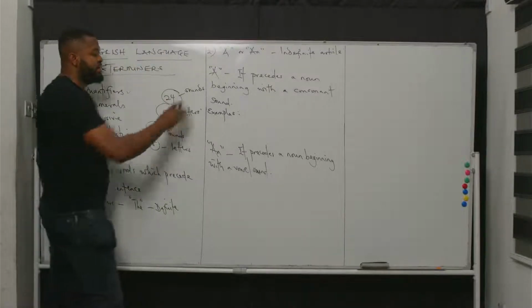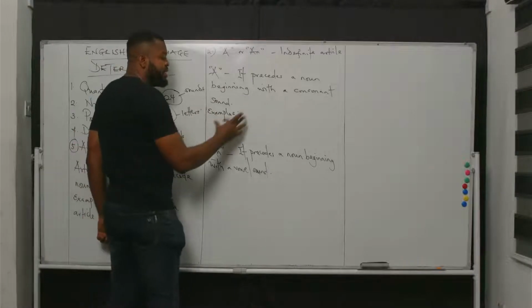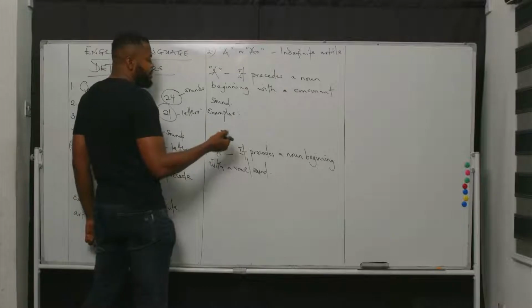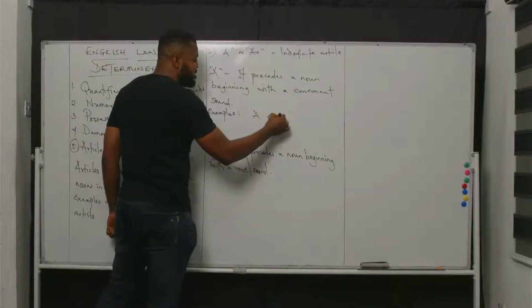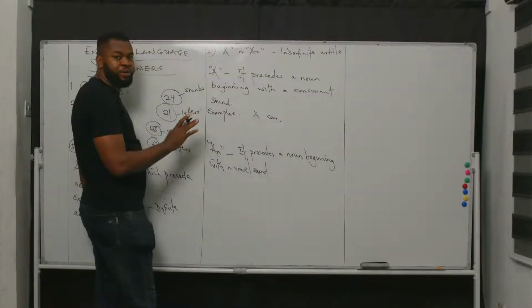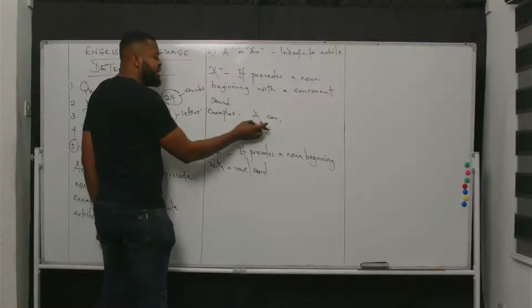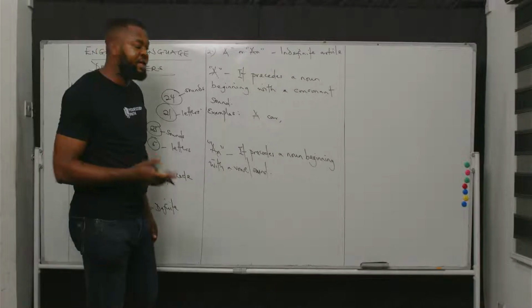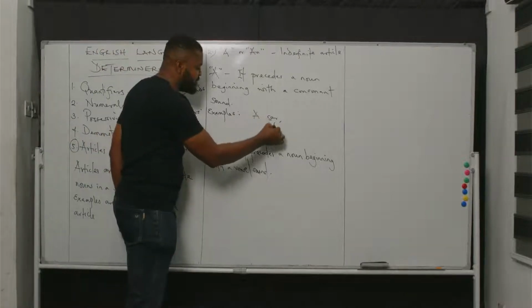Now, remember, in this case, let's look at an example to clarify this particular rule. And the example here is you can have a car, all right? This is the right combination. So the indefinite article a can precede car. The reason being that the letter C is what? This is the sound.